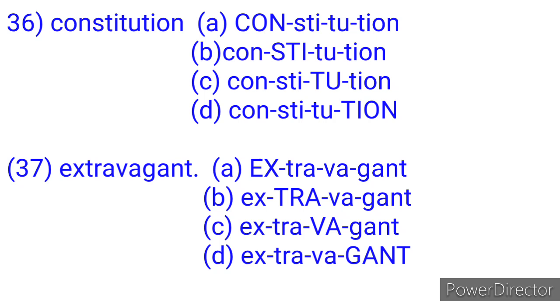Question 37, we have extravagant. In this word, the a after v is a schwa sound. The a after g is also a schwa sound. Remember I told you that you do not stress schwa sounds. So we're not going to stress vagant. Stress will not be on any of those syllables. So we're going to focus on extra.